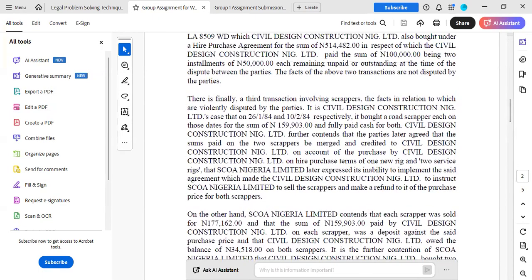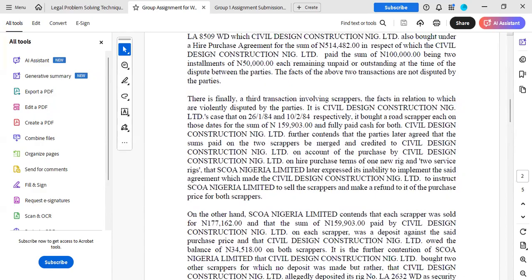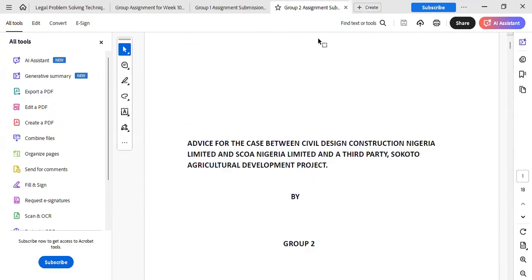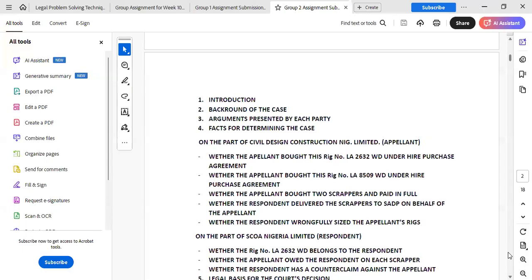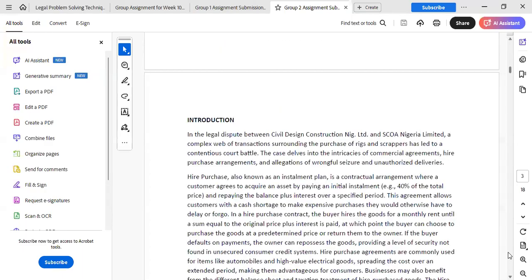So let us now see how it was identified. Because we now know the structure, we are just going to see how we can proceed with what we are doing, so that we don't waste so much time. So this is group 2 submission, addressing the other one we just looked at. It followed into introduction, background, and arguments presented by each party. In fact, these are students of JHU addressing this. When you read it, it's almost like you're seeing lawyers writing.